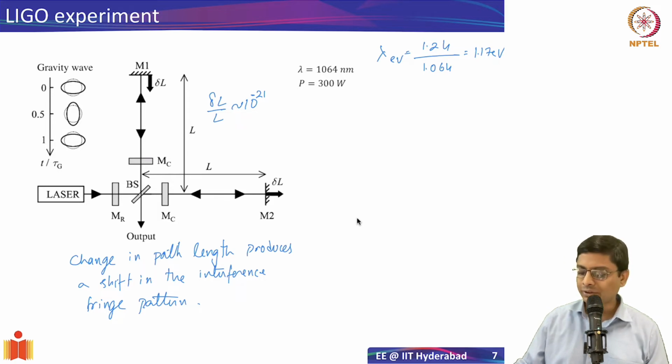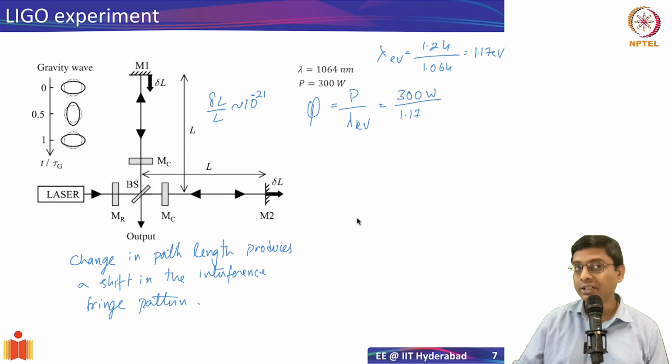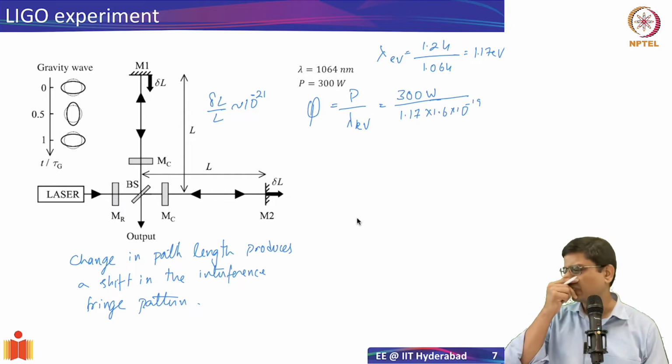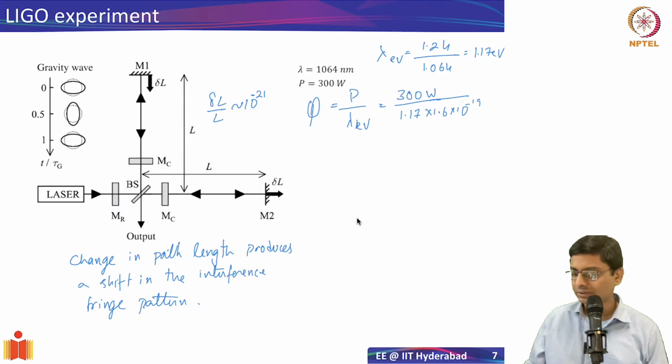Now, if you have that energy of the photon, what is the flux? We have calculated it multiple times. Flux is basically power divided by energy in eV, right? So this is 300 watts divided by 1.17 eV times the charge 1.6 into 10 power minus 19. Okay. So we have this. So now what is the photon flux that you will have? If you calculate this, I have just written down on a sheet of paper here. So this is roughly going to be 1.6 into 10 power 21 photons per second. This is my flux. Okay.